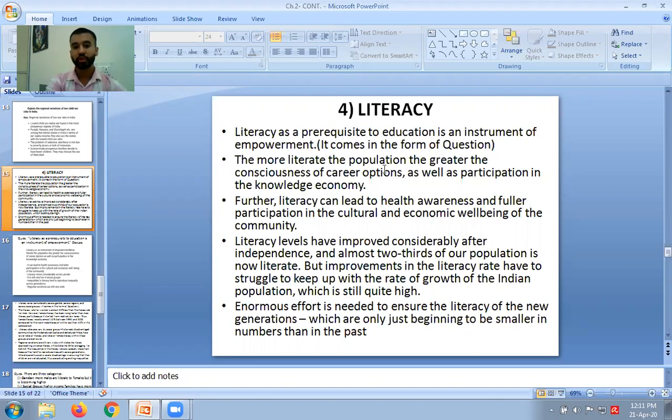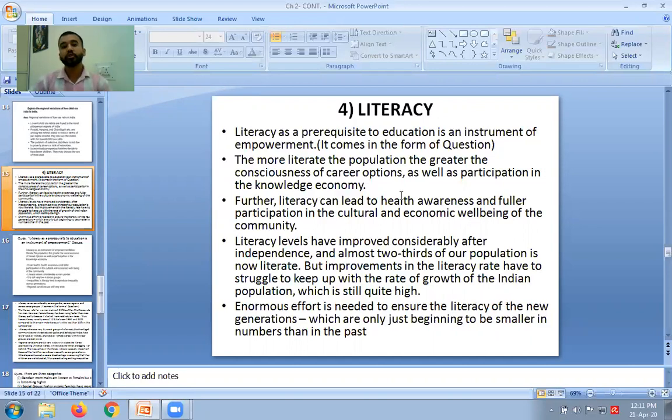The more literate the population, the greater the consciousness of career options as well as participation in the knowledge economy. Look, when a person is literate, when a person is educated, he's always going to contribute to the nation's development and the development of society, right? So it's very important that more and more of our population gets literacy and becomes educated. That's why literacy is very important.